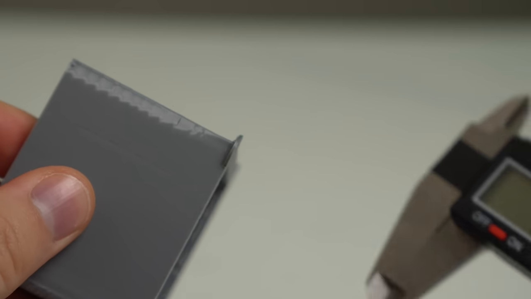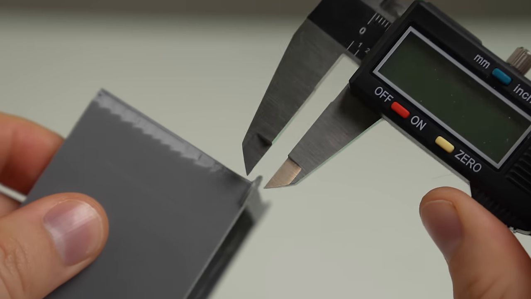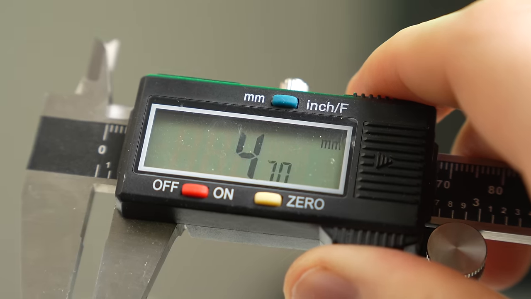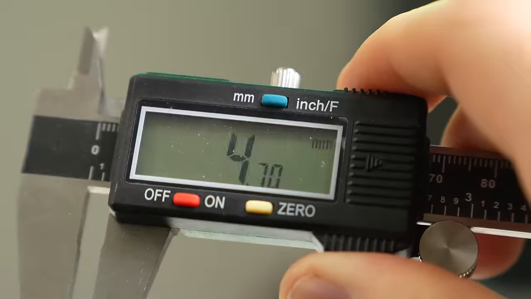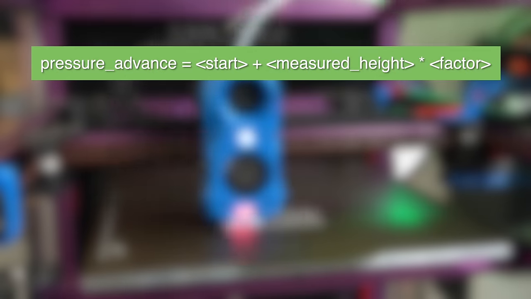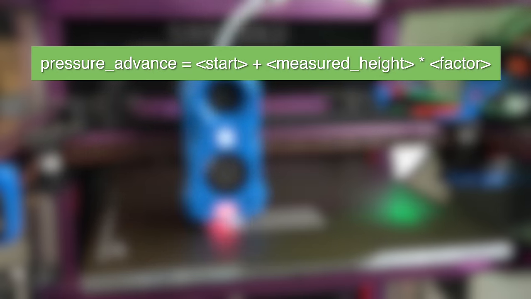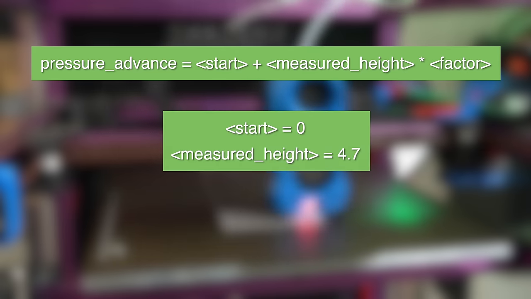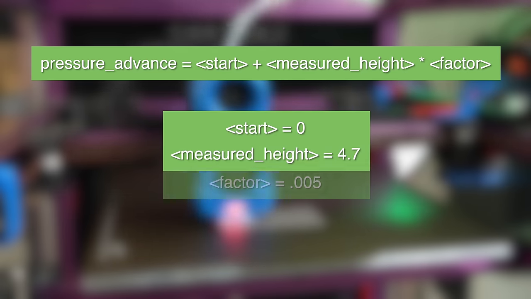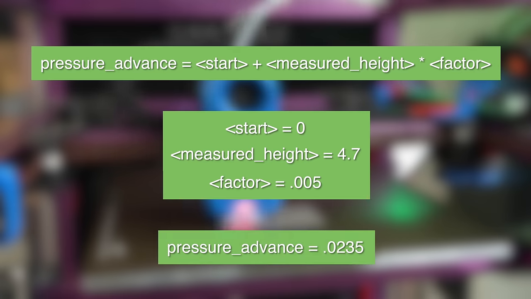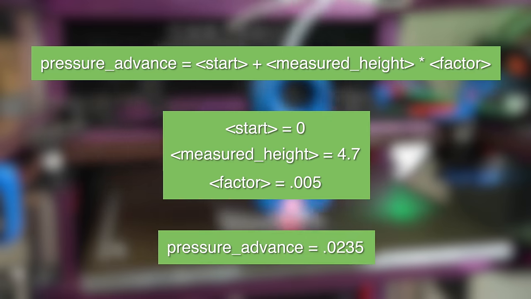Take a pair of calipers and measure from the base of the printed part to the height where the corners look best. To get the PA value, you'll need to use a simple formula. This formula is pressure advance equals start plus measured height multiplied by factor. In my case, start was 0, the measured height was 4.7, and this is a direct drive setup, so we multiply it by a factor of 0.005, giving us 0.0235.